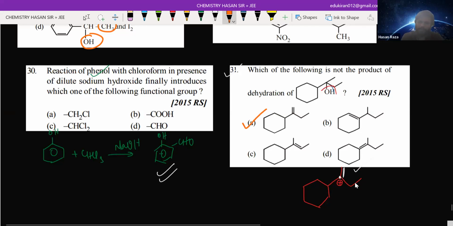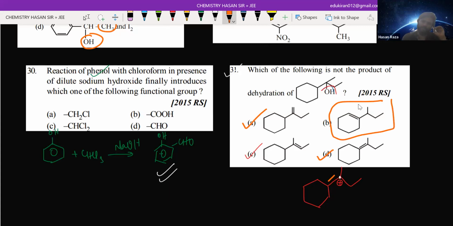The double bond can be on the right hand side. Let me draw it. It will be like this. So the product can also be this, and the double bond can also be on the left hand side of the carbocation like this. So this will be the product, and this is not the product. Got it, all of you?